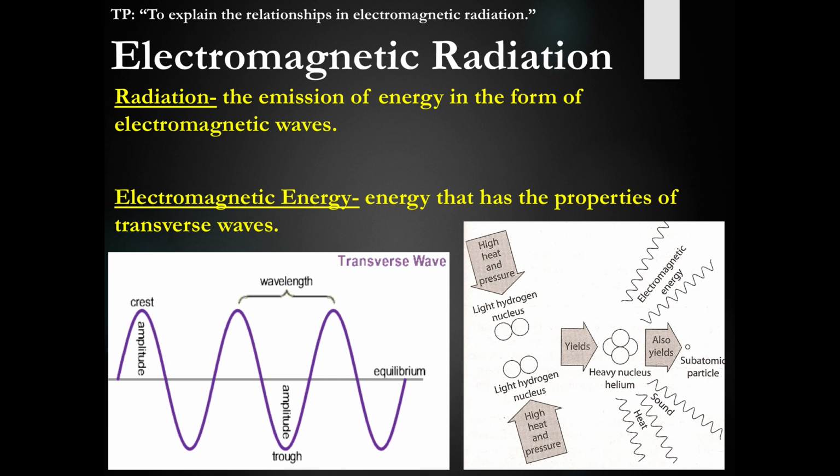All right, down below here we have the electromagnetic energy that has the properties of transverse waves. So this is a transverse wave. There is an amplitude. There's a crest. We have a wave height, and we have also frequency as well. So frequency is the amount of waves that pass through a given point in a given period of time.